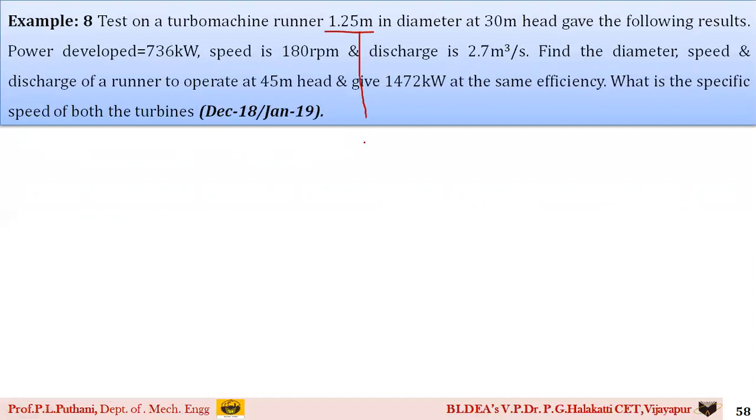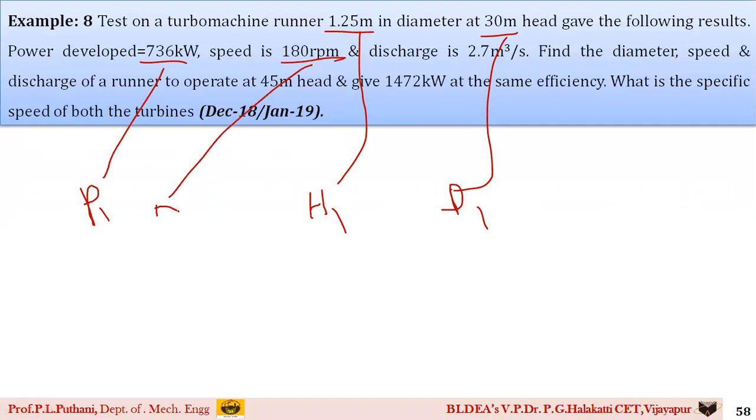Already he has given the head of the first turbo machine, that is H1. Then he has given the diameter of the first turbo machine as D1. He has given power of the first turbo machine as P1. Then he has given speed of the first turbo machine as n1 and discharge as 2.7 for the first machine. These are with respect to the first turbo machine.